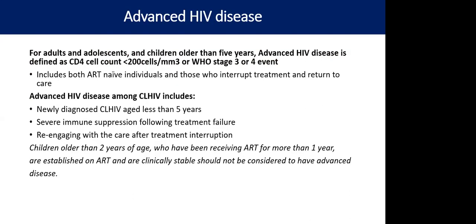So that brings us to the issue of advanced HIV disease. We know a package has also been mentioned about it. We'll have sessions on that. So what is advanced HIV disease? For adults, adolescents, and children older than 5 years, it is defined as a CD4 less than 200 or WHO clinical stage 3 or 4 event.